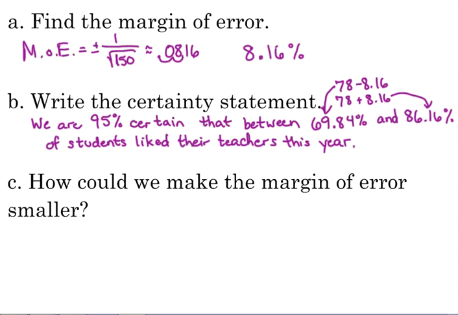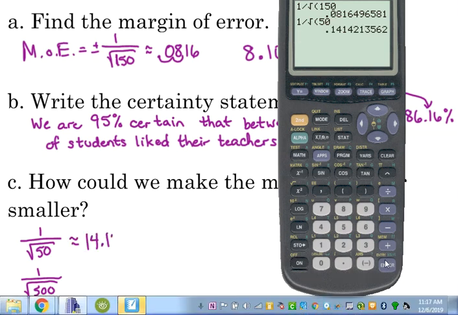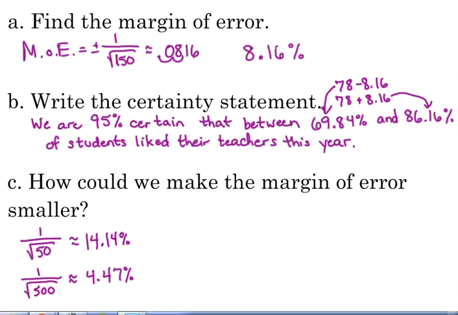Let's test it. Okay, what if we make it smaller? Let's say we only survey 50 people. If we make it bigger, let's say we survey 500 people. 1 over the square root of 50. That gives us 14.14%. 1 over the square root of 500 gives us 4.47%. Okay, so which one made the margin of error smaller? Making the sample size bigger.